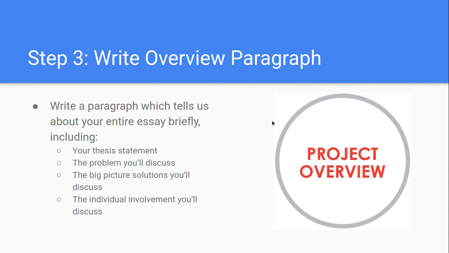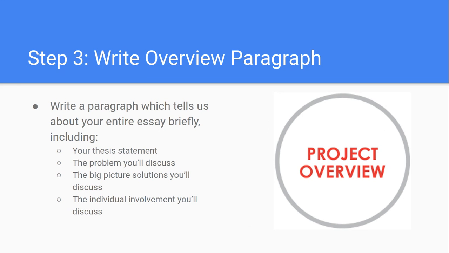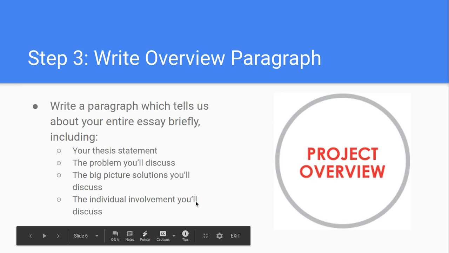After you have your thesis statement ready to go, then you need to write a paragraph that tells us about your entire essay really briefly. In this paragraph, you should include your thesis statement. Then you should tell me what problem you're going to discuss, tell me the big picture solutions you'll discuss, and then tell me what types of individual involvement you'll discuss. This is just a really basic overview of the entire project. Now, remember that you're not going to get into detail about any of this stuff. You'll just tell me briefly what we're talking about.